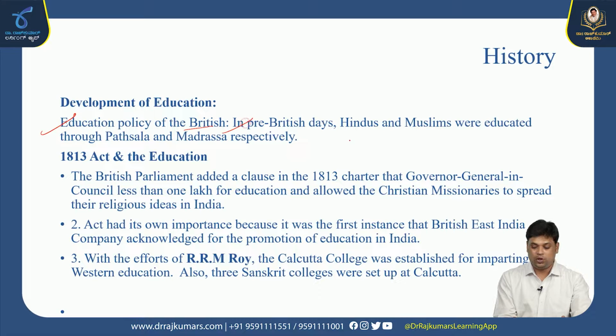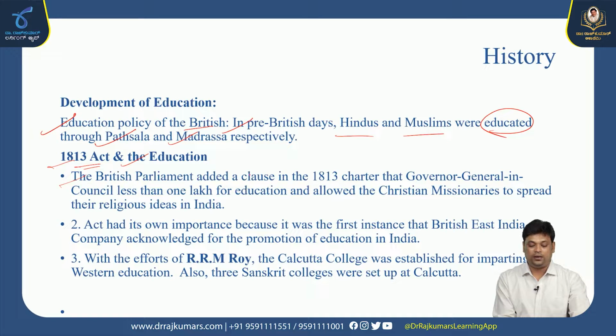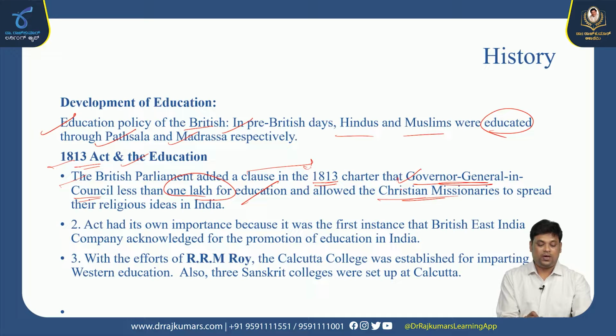In pre-British times, Hindus and Muslims were educated through Pathasalas and Madrasas respectively, in their traditional way. With the 1813 Act, education was introduced in India. The British Parliament added a clause in the Charter Act of 1813: the Governor General in Council was to spend not less than 1 lakh for education purposes, and Christian missionaries were also allowed to spread their religious ideas in India. For that purpose, private institutions were also allowed. This is how education came to India.